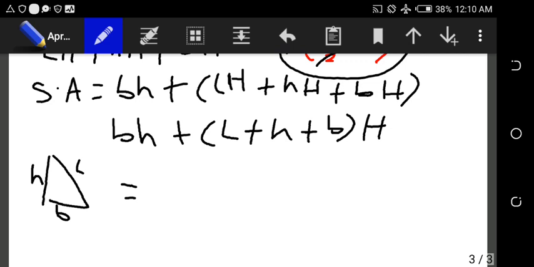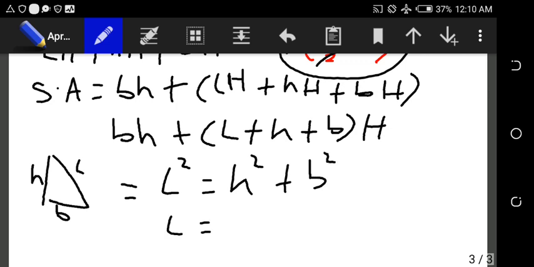So using the formula for Pythagoras theorem, the L in this case is the hypotenuse, so that would mean that L squared is equal to H squared plus B squared. Therefore L is equal to the square root of B squared plus H squared. So this is the formula for our L, this is not the height.